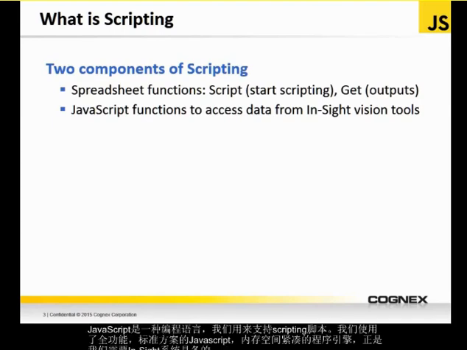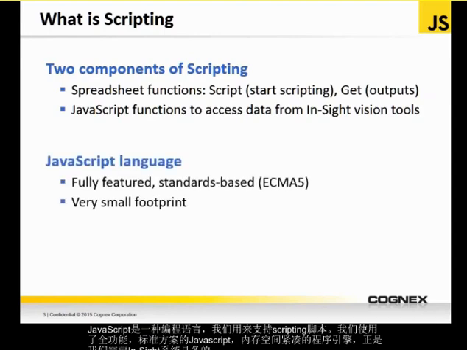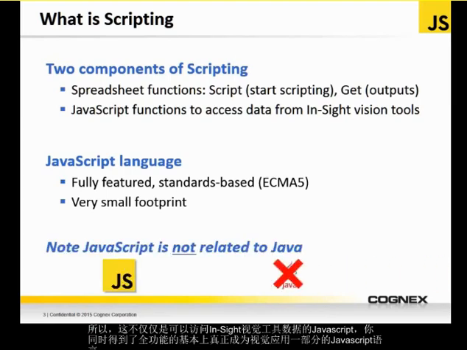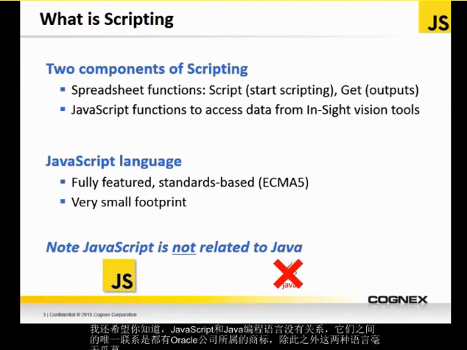Now, I mentioned JavaScript. JavaScript is the language we use to support scripting. We use a fully featured, standards-based distribution of JavaScript. The engine we use has a very small memory footprint, and is just perfect for what we want to do on the Insight Vision Systems. So it is not just the JavaScript functions for data access from Vision tools. You also get the full-featured JavaScript language to go along with it to build some really powerful Vision applications.